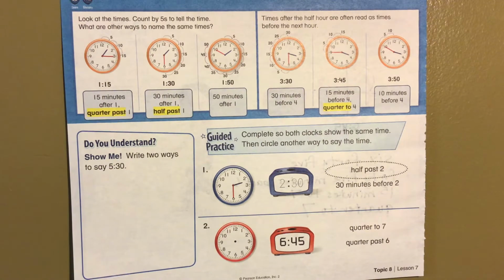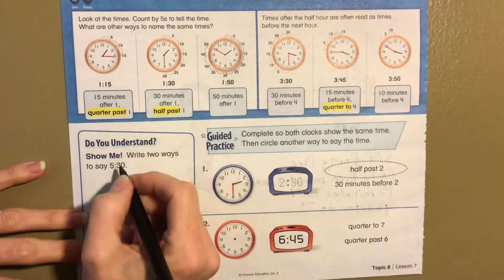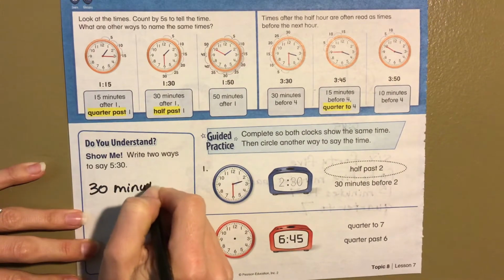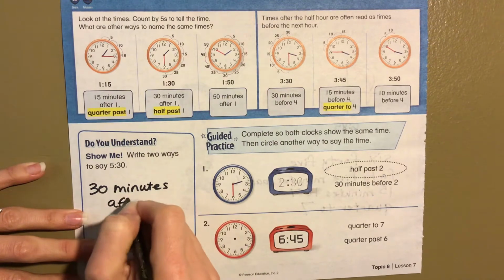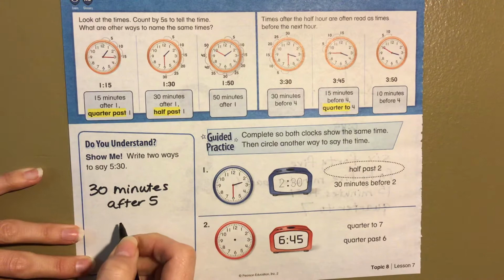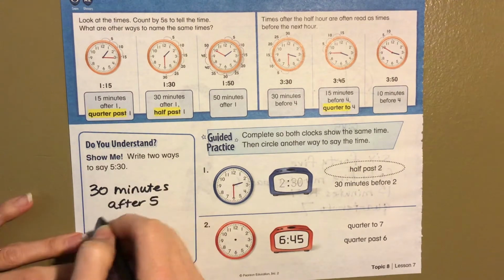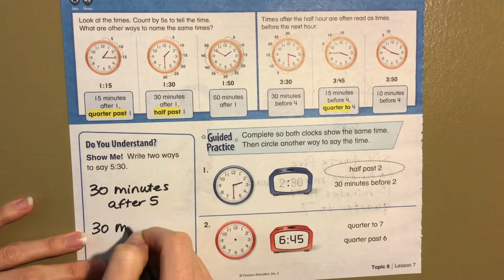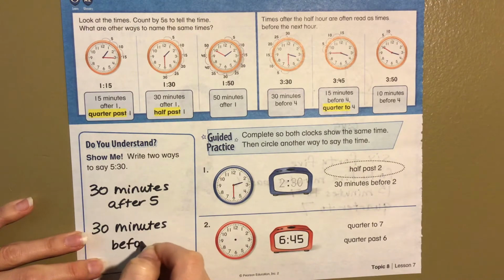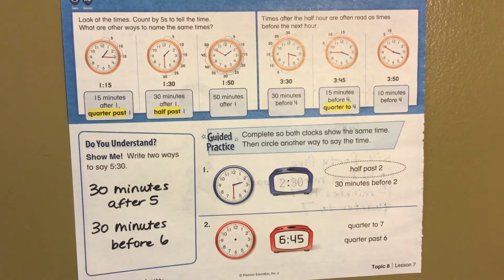So it says write 2 ways to say 5:30. So I can say 30 minutes after 5, or I can say 30 minutes before 6. All right, let's do our guided practice here.